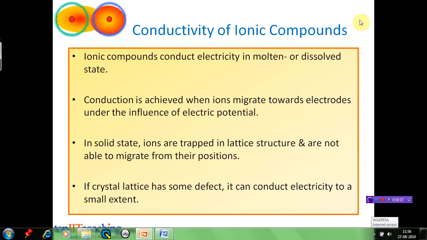After solubility, we come to another interesting property of ionic compounds, that is their conductivity. Ionic compounds conduct electricity when they are in molten state or they are dissolved in a solution. Conduction is achieved when ions under the influence of electric potential migrate towards electrodes.